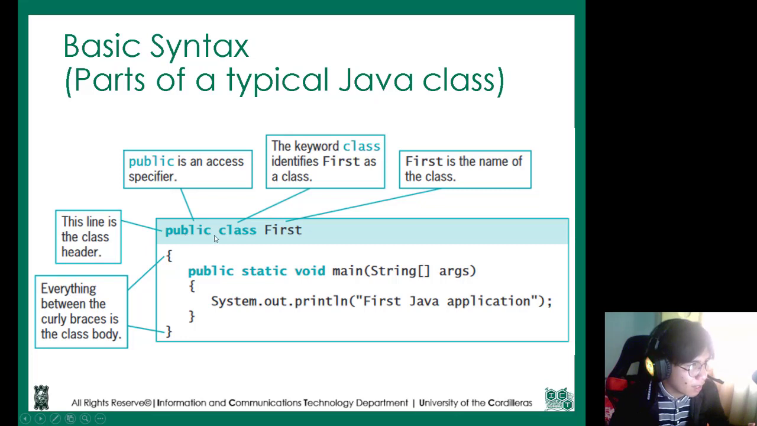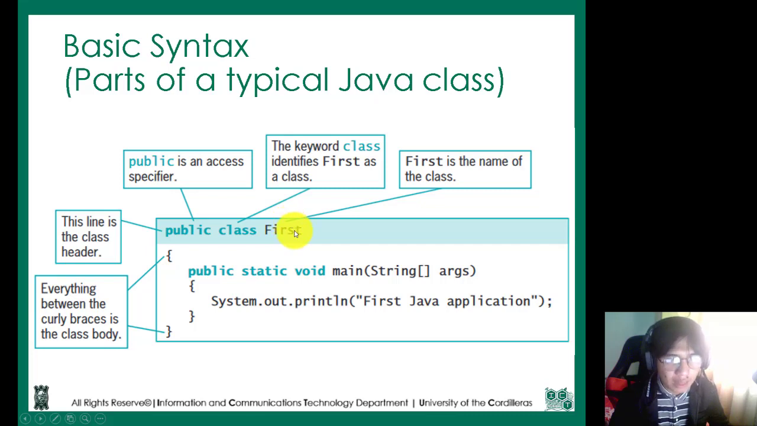Now, let's talk about the public. This line is the class header. As you can see, public is an access specifier, which we will be discussing later on. We also have the keyword class. The keyword class identifies First as a class. In this one, First is the name of the class. This First that you are seeing right now can be changed. If your file name is MyJavaApplication, your class name should be MyJavaApplication as well.